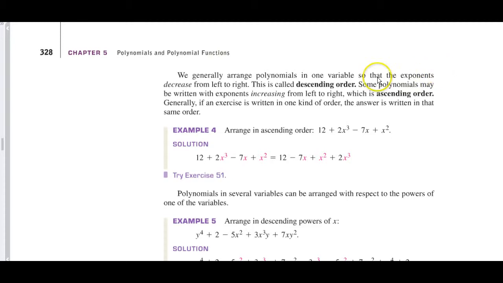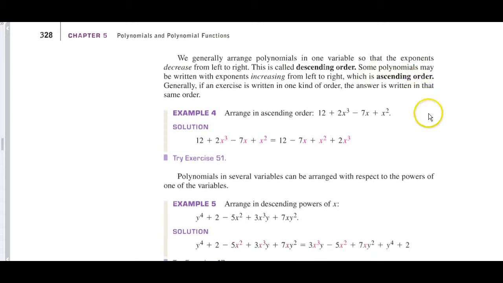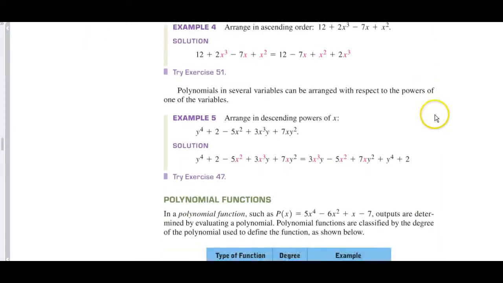Now they're asked to put in descending order, where the highest would be listed first, and then ascending order, the lowest would be listed first by degree. And they give you some examples.